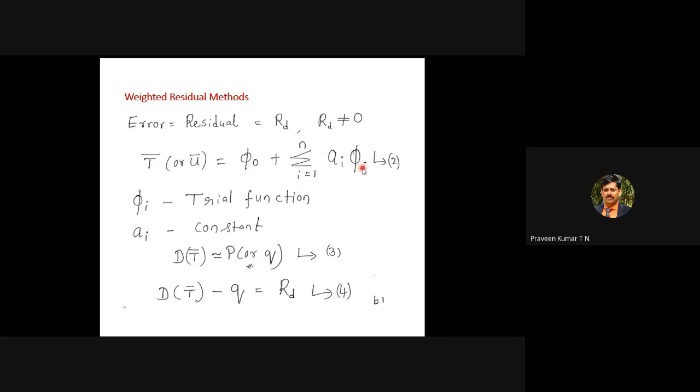That means we have one function phi I. That is a function you have to remember. There is one more difference, that is rd. Rd is nothing but the differential equation minus q. It is nothing but the rd value.